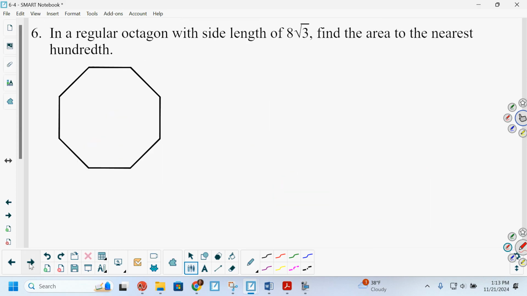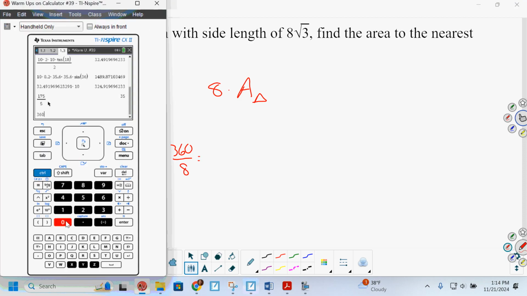All right, last one. We have a regular octagon with a side length of 8 radical 3. Find the area to the nearest hundredth. So our side length is 8 radical 3. Draw in your triangle. It's an octagon, so 8 times the area of one triangle. So that's at 8 radical 3. I always want to start with at least finding that angle. So 360 divided by 8 is what? It's 45.